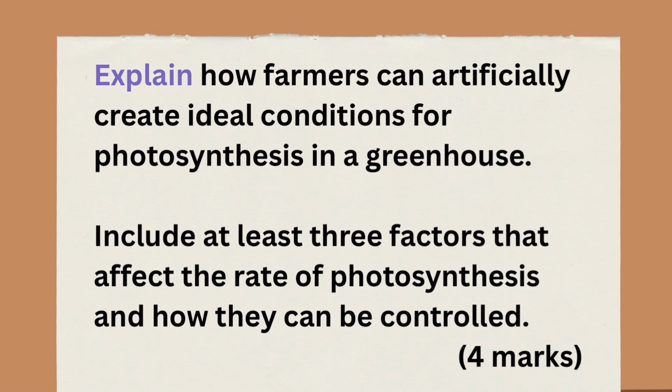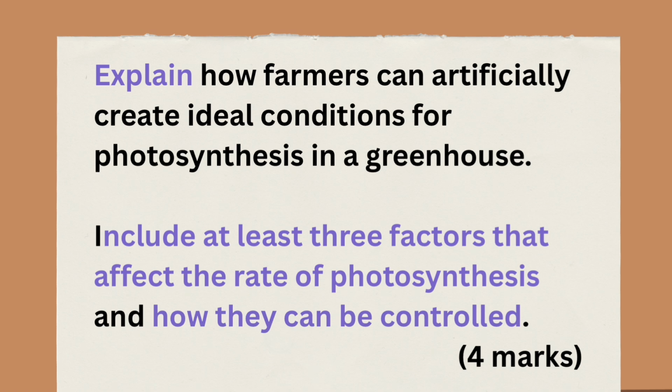When you get an exam question, it's helpful to highlight the key instructions. So, explain means give a reason. The question also tells you need to include at least 3 factors that affect the rate of photosynthesis. And for each one, you also need to say how they can be controlled. It's a 4-mark question, so you need to try and make at least 4 key points.